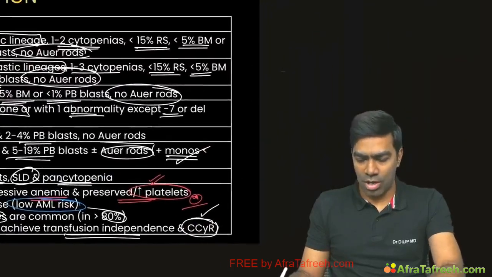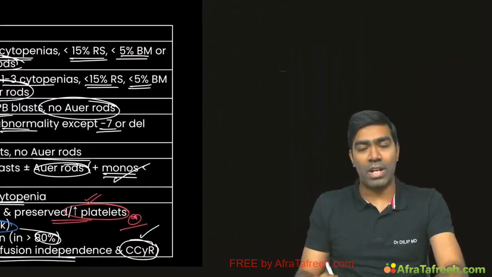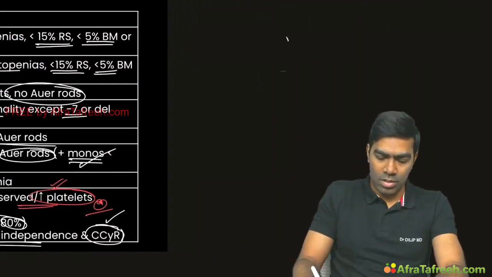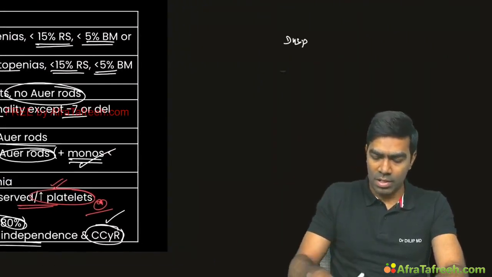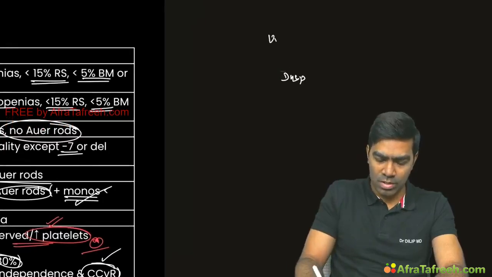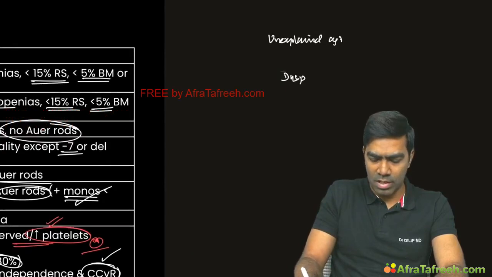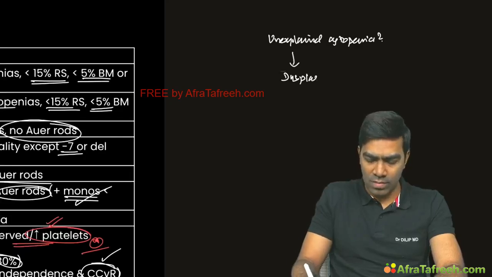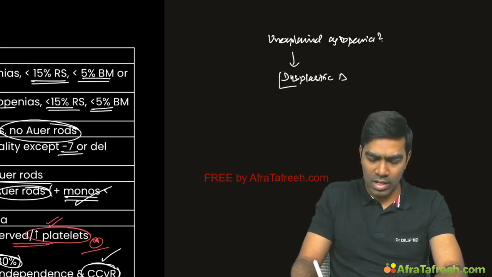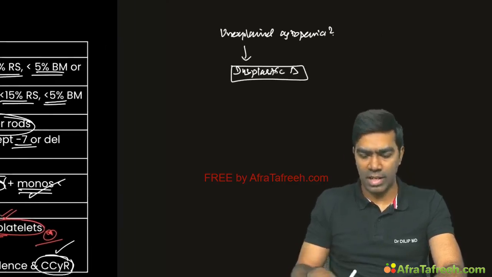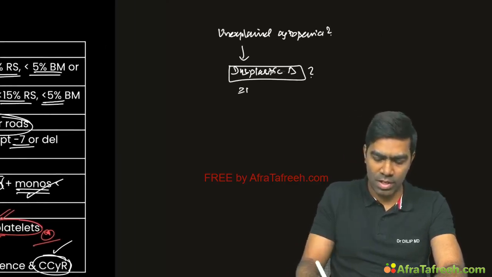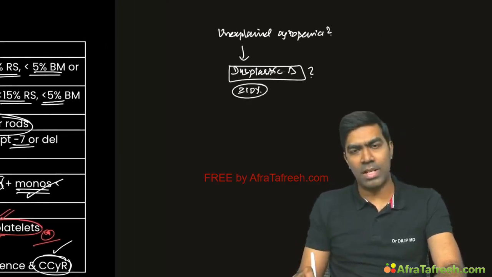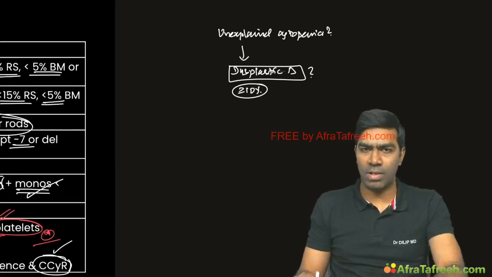So let us try and put everything in the form of an algorithm. Whenever a patient is presenting with unexplained cytopenia, you have to see whether there are any dysplastic changes. By definition, you should have at least more than 10% dysplastic cells in the bone marrow and/or in the peripheral blood.